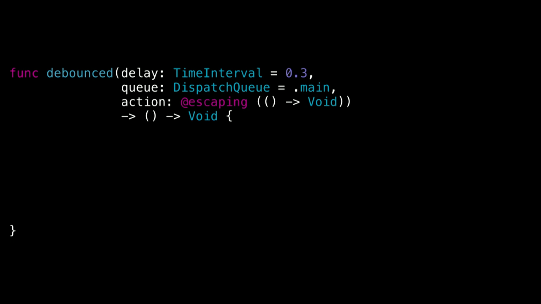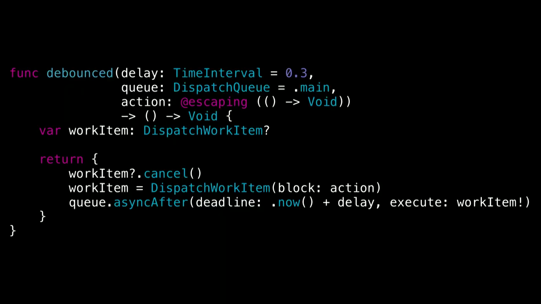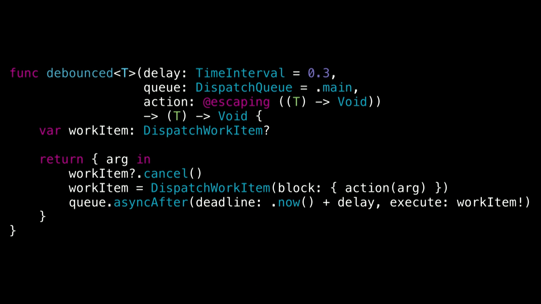OK, so inside, we're going to define some state. We're going to implement this using the dispatch API, so we are going to have a work item, which is a dispatch work item. Then we said we return a function, so let's return a function. And what we are going to do is, if we've already created a work item, we cancel it. This way we reset the timer. Then we create a new work item, and we just schedule it. And of course, if we want to have some arguments, like the offset of a table view or the input of a text field, we write the version where we have this data.